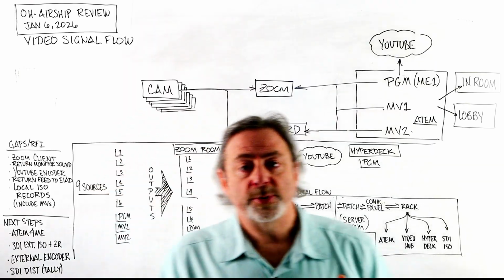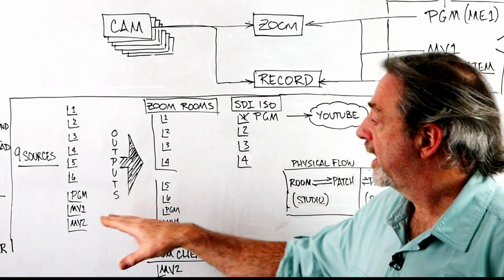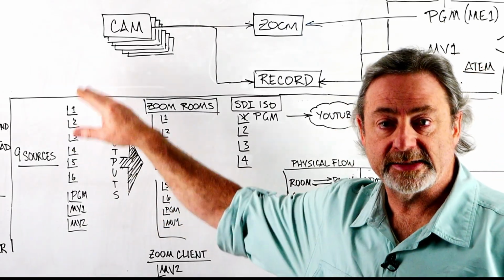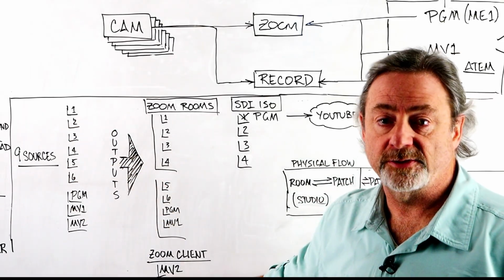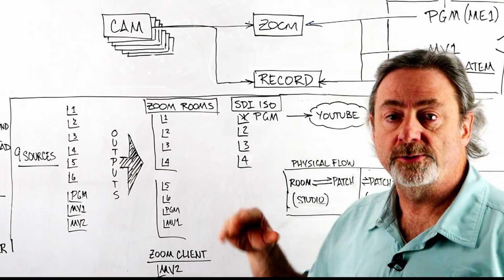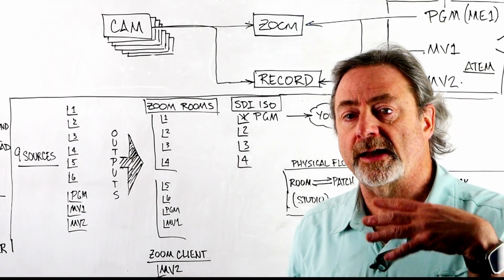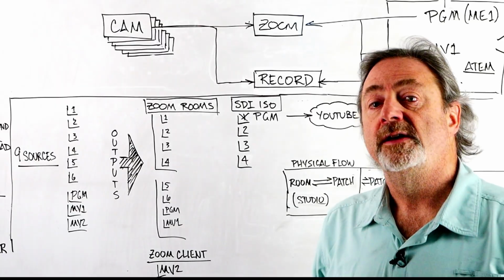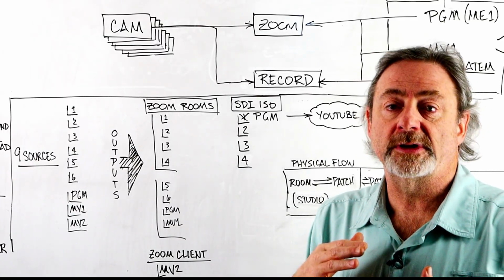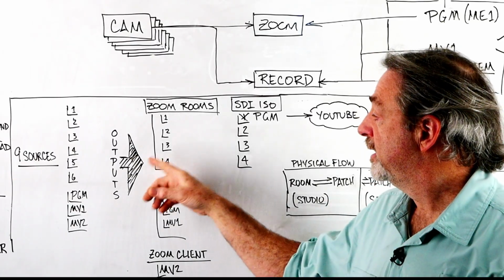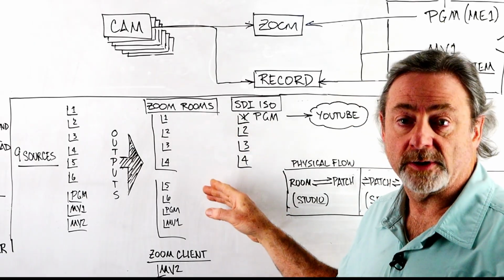From an inputs and outputs standpoint, we had the 9 video sources, so the 6 cameras, the program feed, and the 2 multi-views, going to Zoom via Zoom Rooms. Each of the Zoom Rooms has 4 video outputs. So we use the DeckLink Duo 2 connections from Blackmagic, so we're able to get 4 and 4.